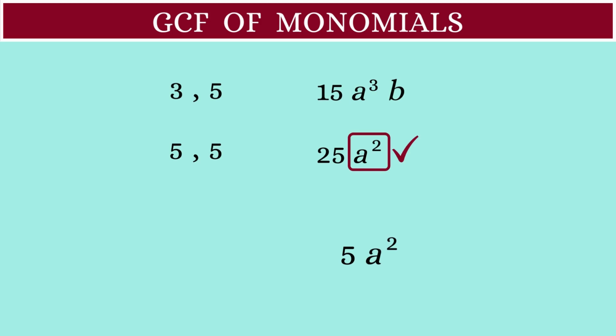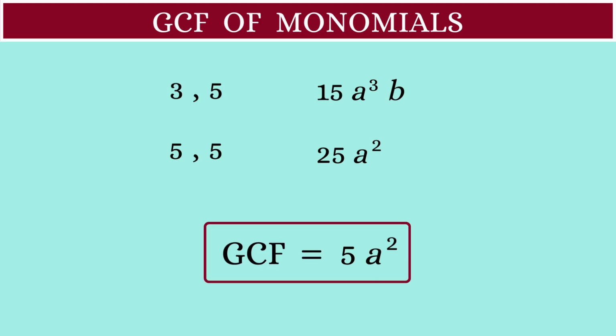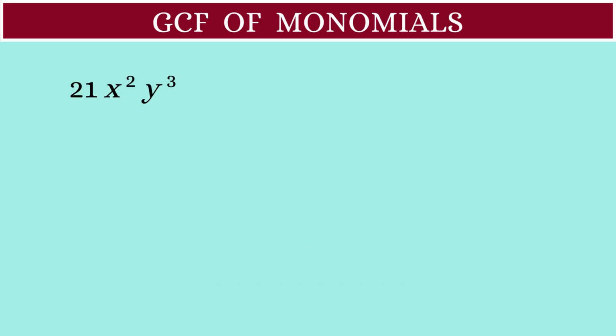Next, it's interesting to note that b is found only in the first term. So, it cannot be a common factor. So, the GCF for this example is 5a square. Next example, 21 x square y cube and 28 x cube y square.